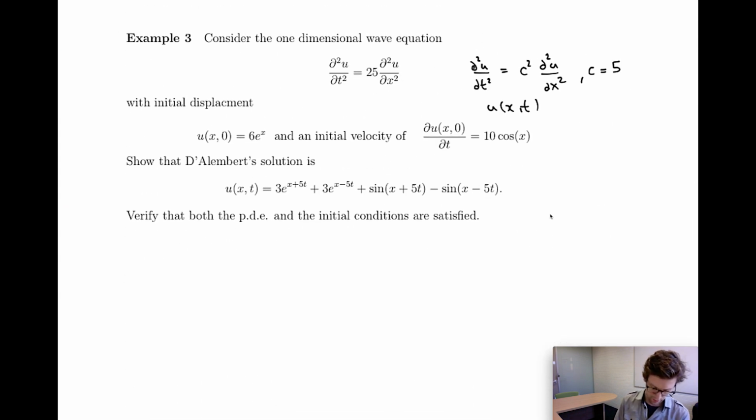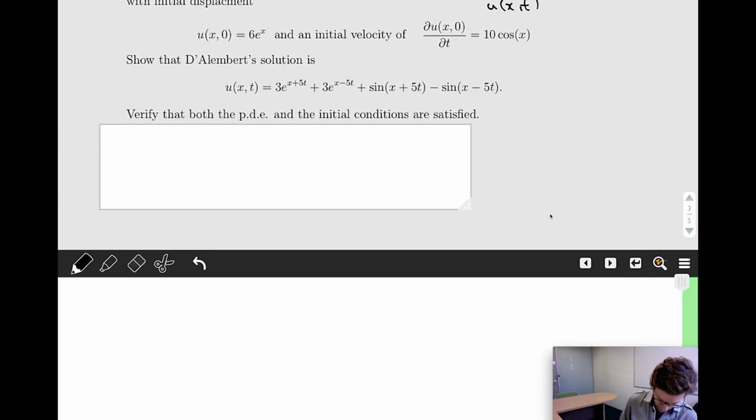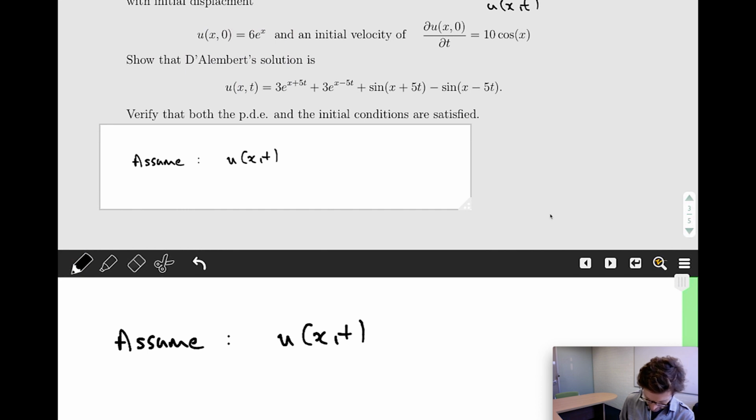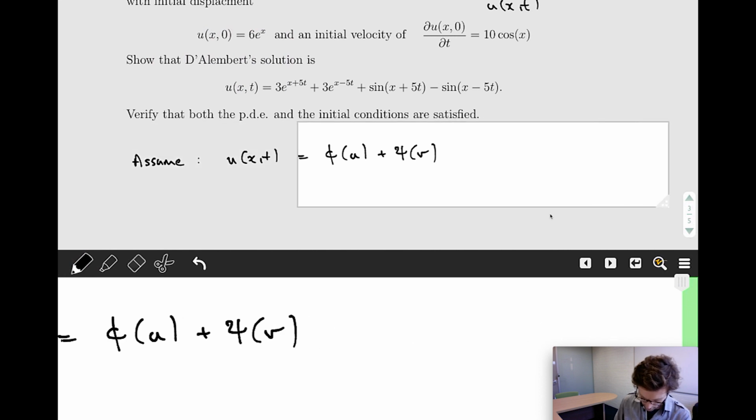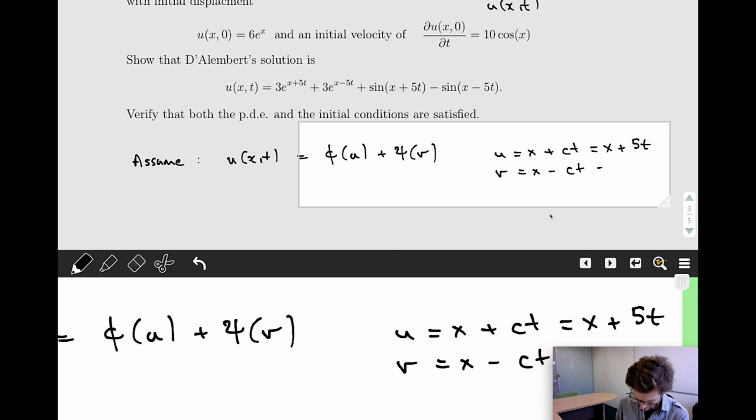So what we're going to do is make an assumption about the solution, that it takes the form of D'Alembert's solution. So we're going to assume that our solution y of x and t can be written as phi of u plus psi of v, where u is equal to x plus ct, and remember c in this case is 5, and v is x minus ct. So again, c in this case is 5.